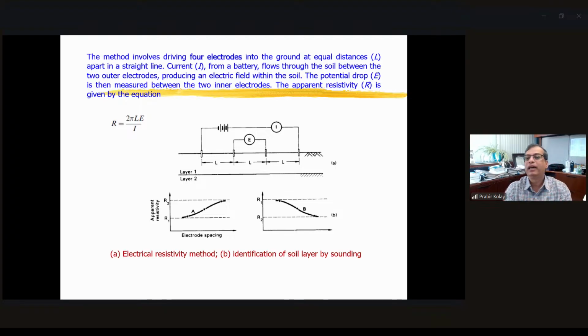So I think that's all for the sampling and the various subsurface investigation techniques.